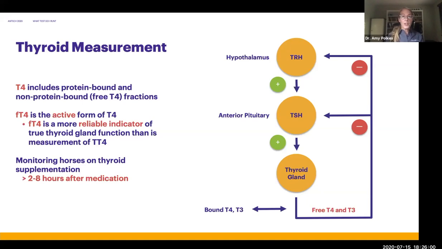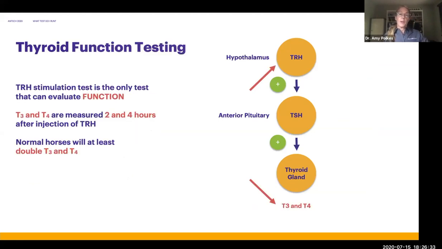And so monitoring horses on thyroid supplementation, if you're going to just measure these baselines, you really should be doing it about 2 to 8 hours after medication. We recommend the free T4, particularly by equilibrium dialysis. That's just the way that it's measured. So if you're just going to have one measurement of thyroid, that's the one that we recommend, the free T4, because it is the more active form of T4, and it's about the closest we can get without actually testing the thyroid.